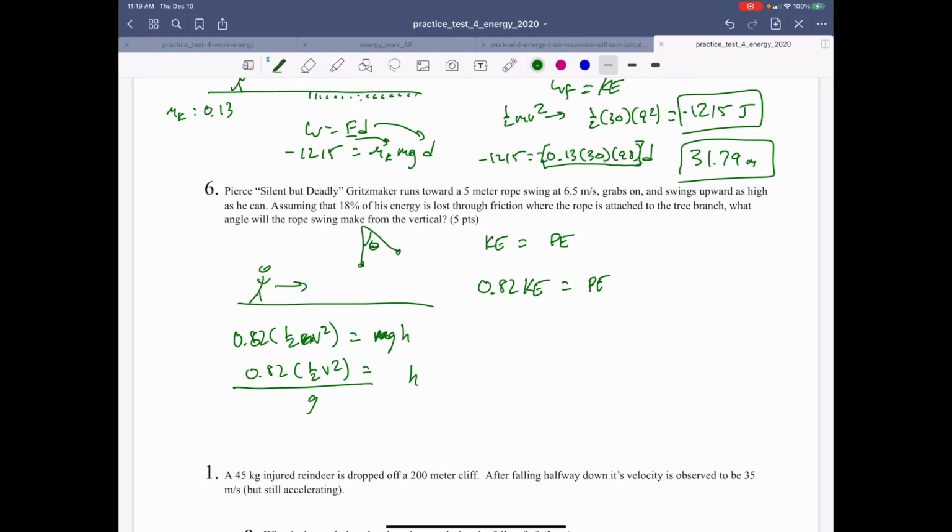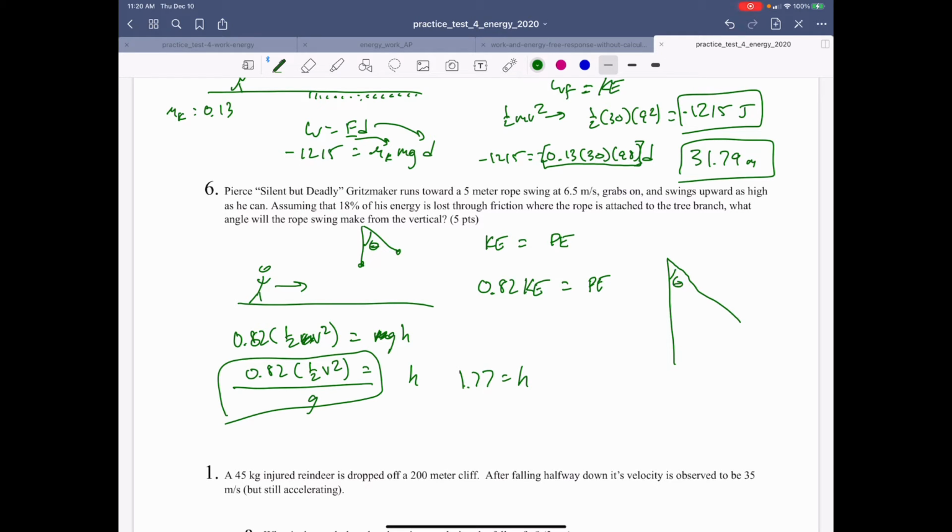And so let's just figure out this number off to the side right here first, and then we can figure out what to do from there. So 0.82 times 0.5 times 6.5 squared divided by 9.8, we get 1.77. So 1.77 meters is your h. Okay, but it's asking for the angle. So here we got to use some of the geometry of this rope swing.